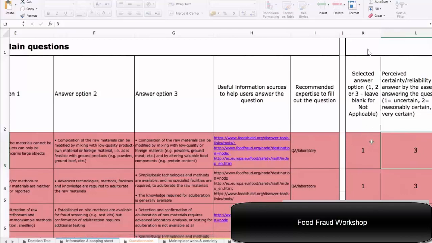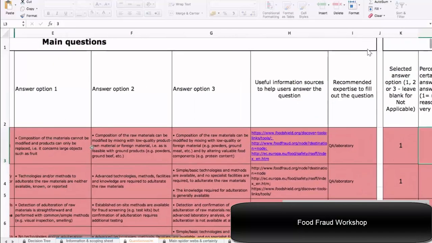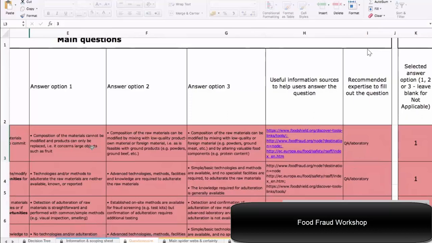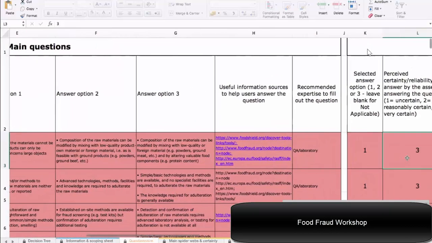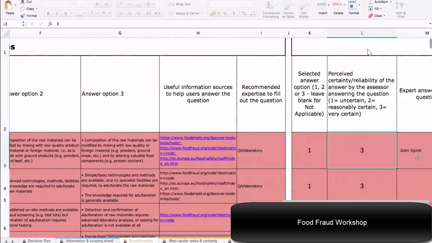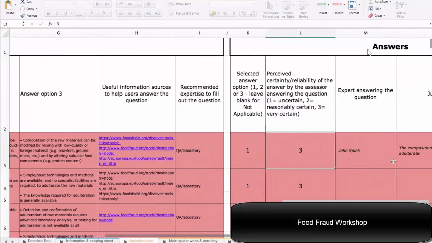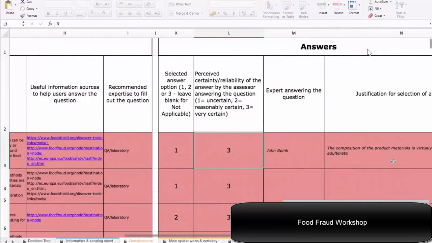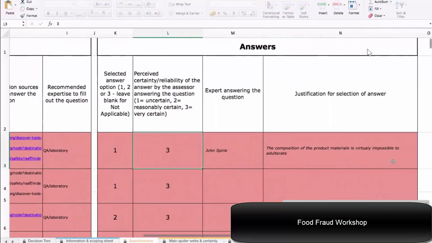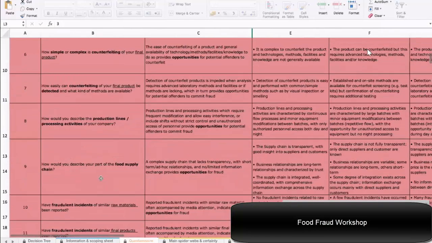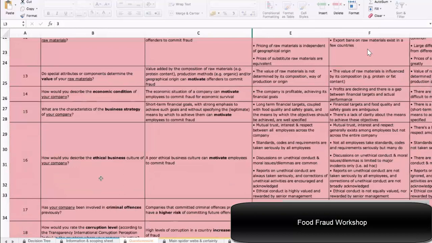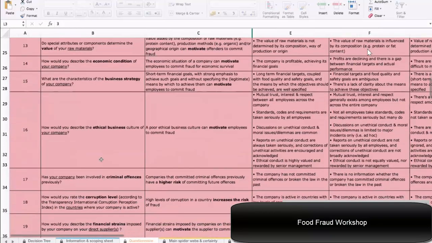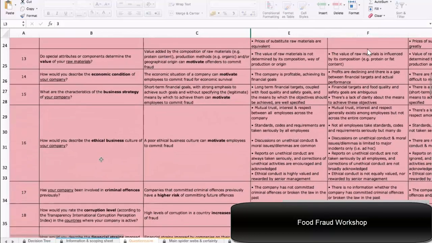Here we have just selected answer number 1. So basically, the composition of materials cannot be modified. We are very certain of our answer. John Spink was the expert who answered the question. And our justification is that the composition of the product materials is virtually impossible to adulterate. Let's then go to another question around the motivation for somebody to commit fraud.